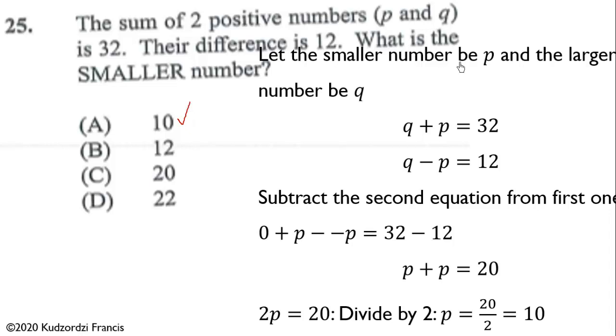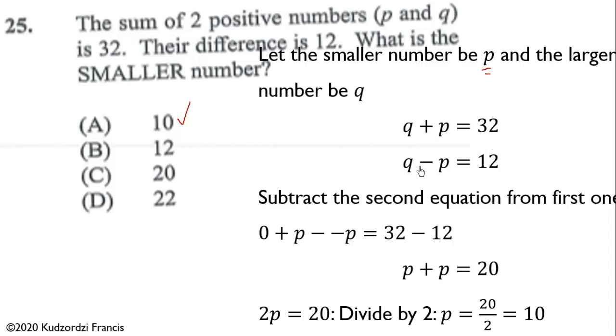So the smaller number is p. That's it. If you go this way, there's no need for you to solve for the two values. If you go the other way around, it means you need to find the two values first. So let's say we add. If you add, you get 2q is equal to 44. Then if you divide both sides by 2, you get 12.